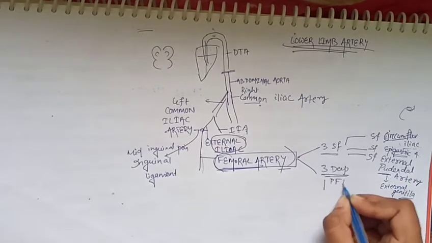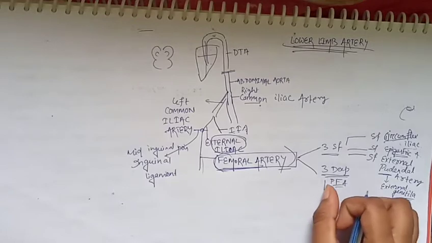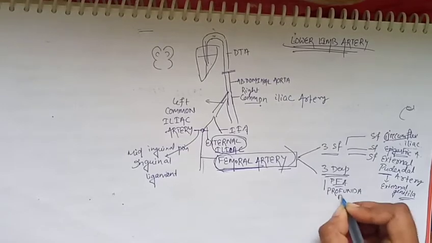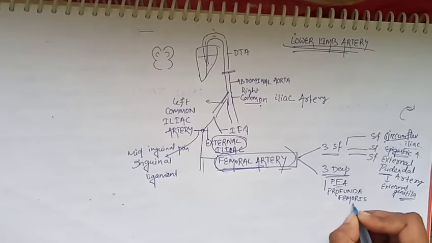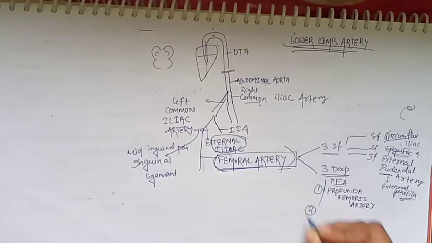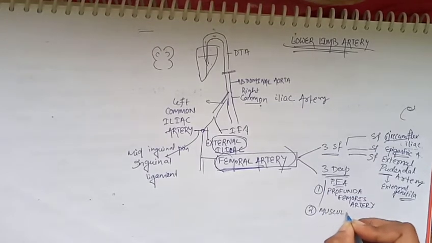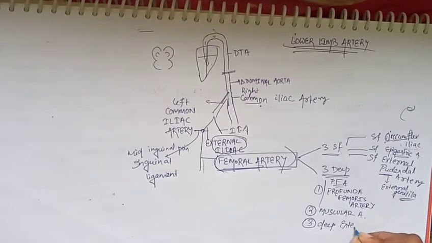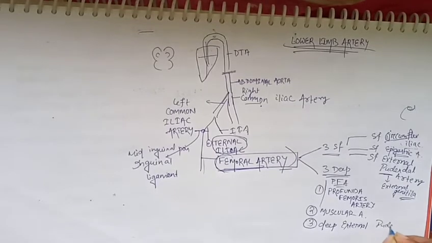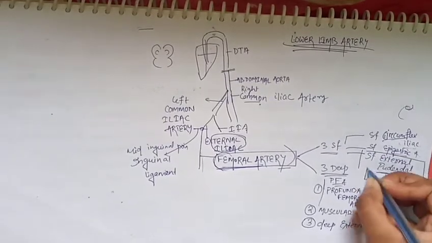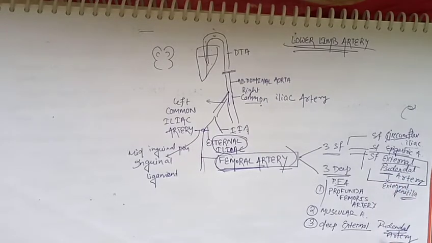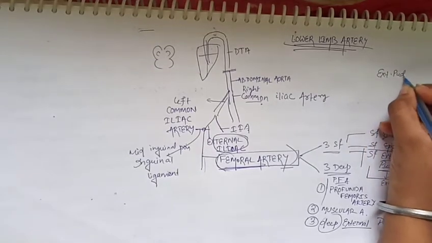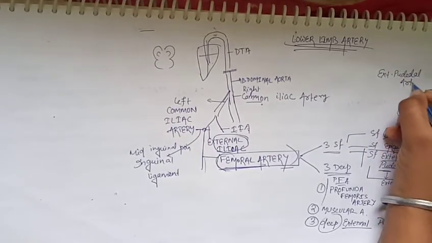Now the 3 deep branches. What is PFA? That is the profunda femoris artery. Another is the muscular artery. Another is the deep external pudendal artery. So remember that the external pudendal artery is common in both the superficial and the deep. So we retain it first.